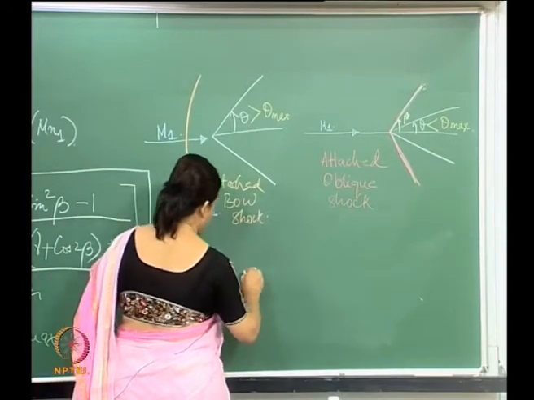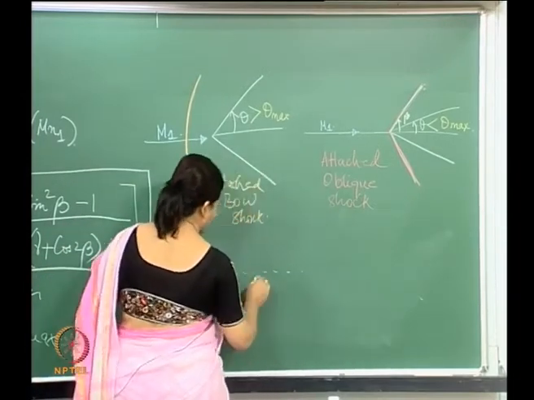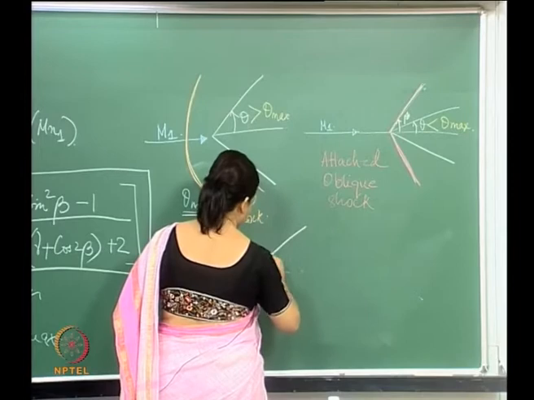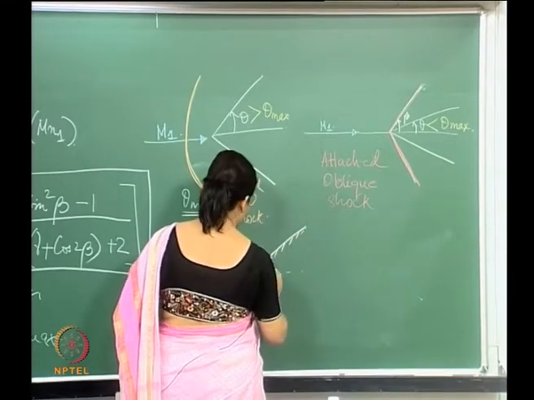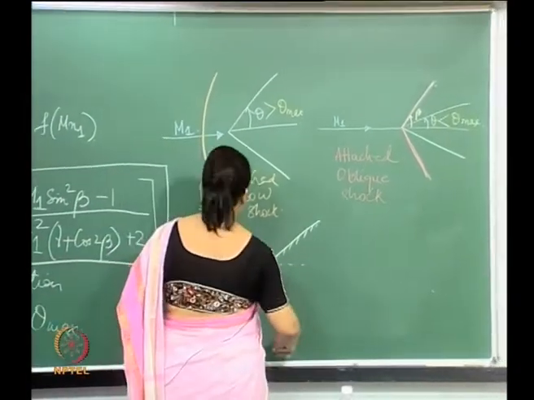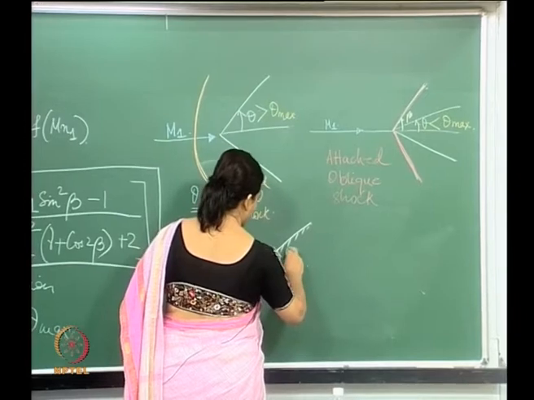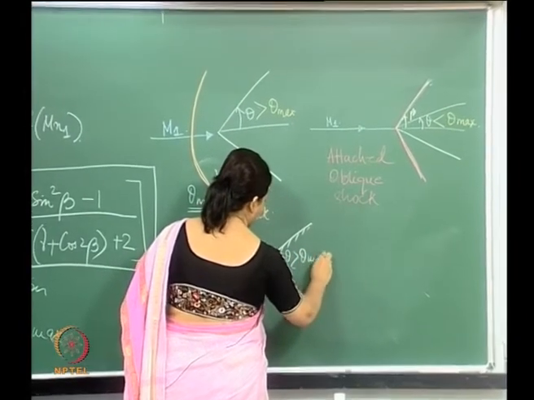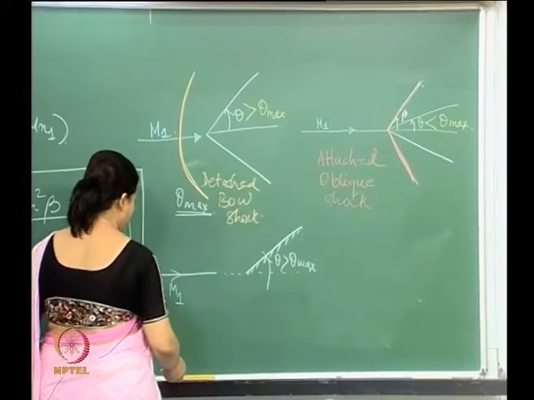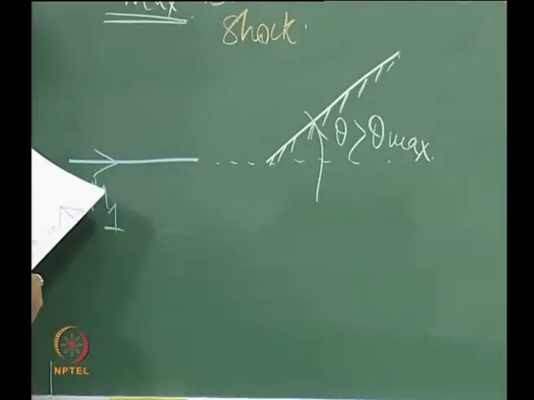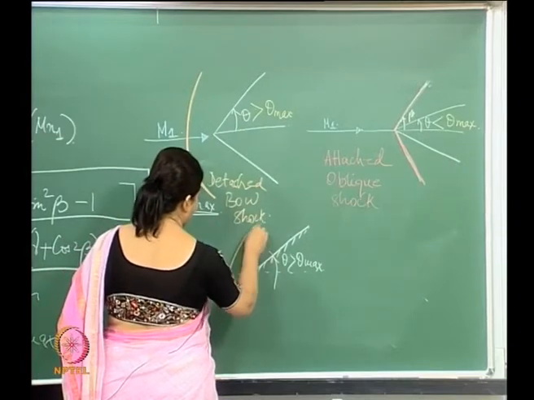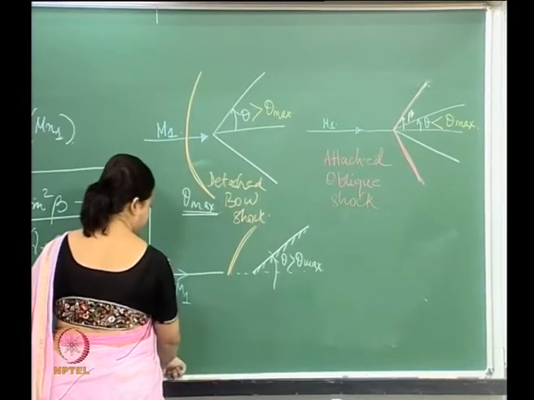So what we could have is a structure like this. Basically, I have a sharp corner like this. If I have a sharp corner like this, I will pretty much get the same if I have something like this. If I have theta greater than theta max, then in this case what we will have is a detached shock in front, like that.